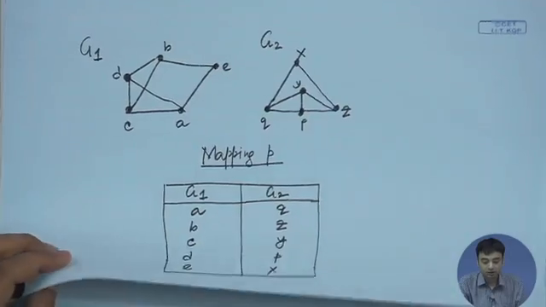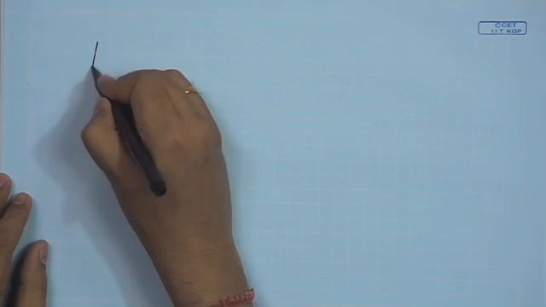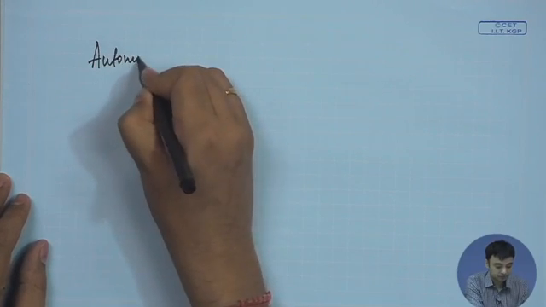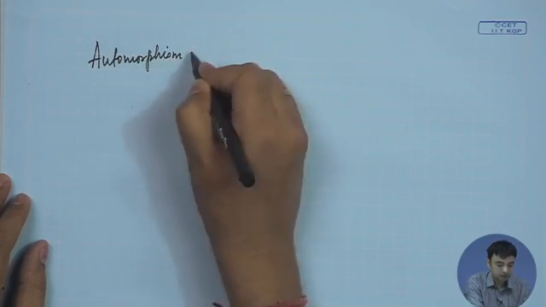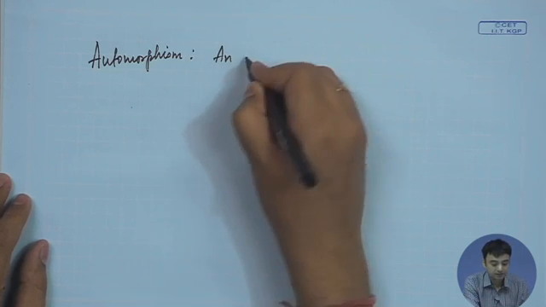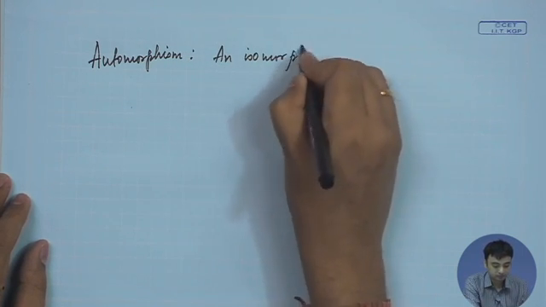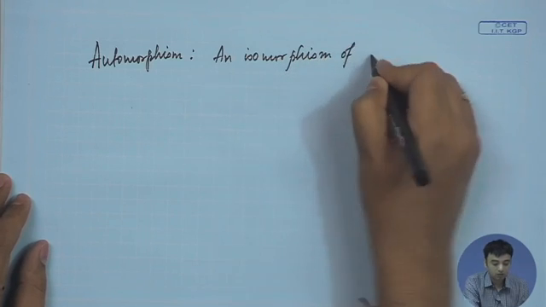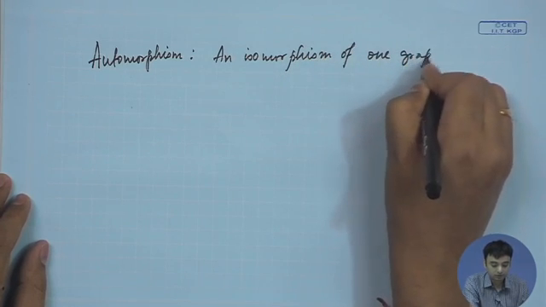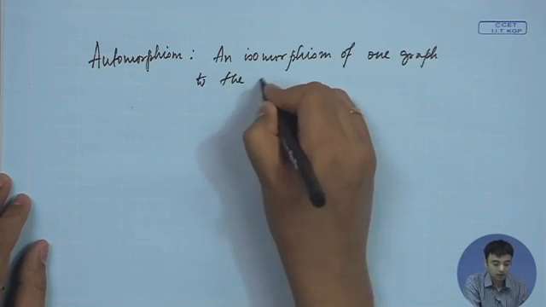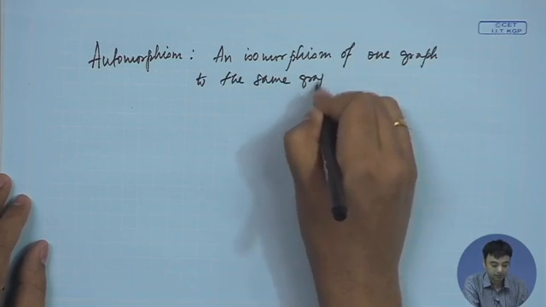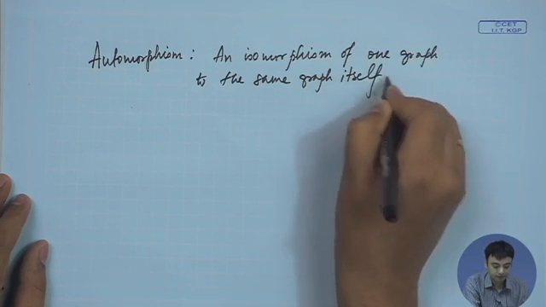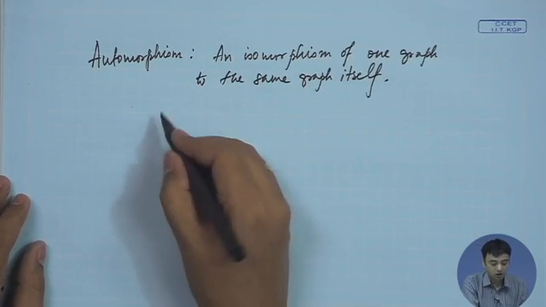Using this concept we can now describe automorphism. Automorphism is nothing but an isomorphism from one graph to the same graph itself. Automorphism can be defined as an isomorphism of one graph to the same graph itself. So this is what is called automorphism.